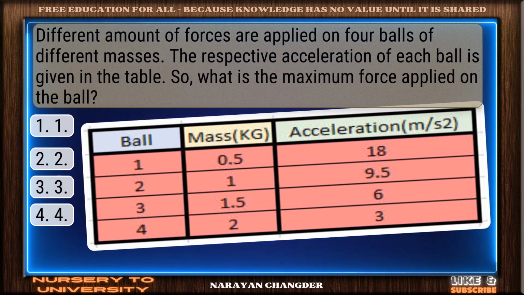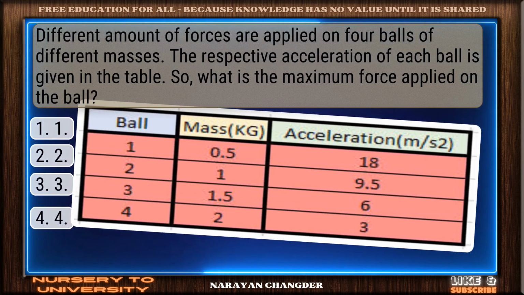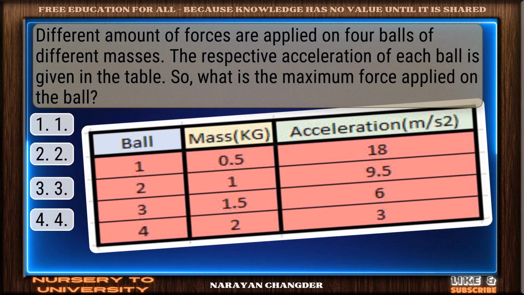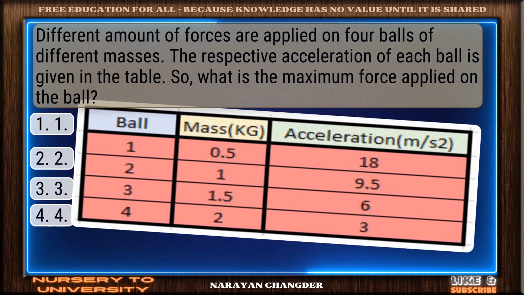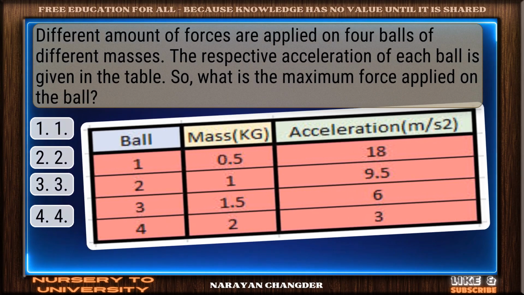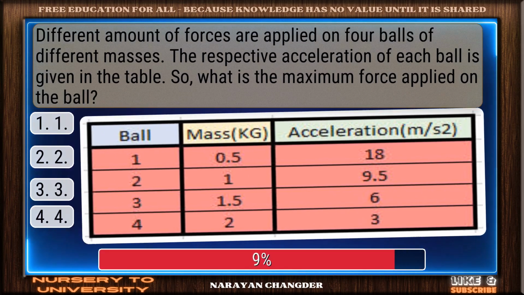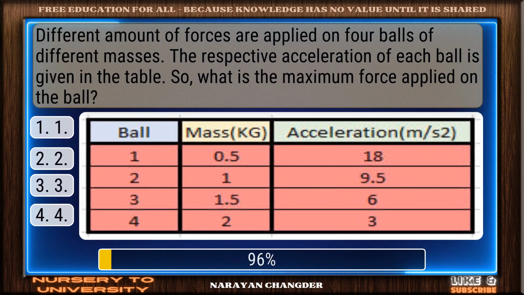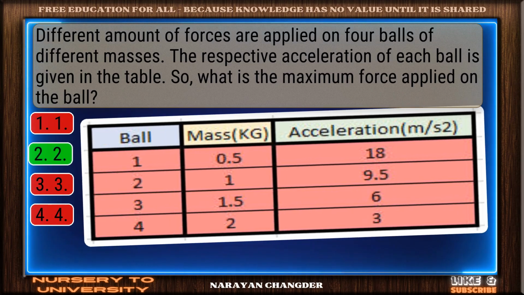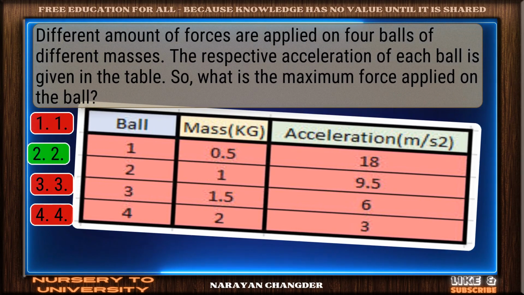Question number 1. Different amounts of force are applied on 4 balls of different masses. The respective acceleration of each ball is given in the table. So, what is the maximum force applied on the ball? Strong choice. 2 is the right answer.